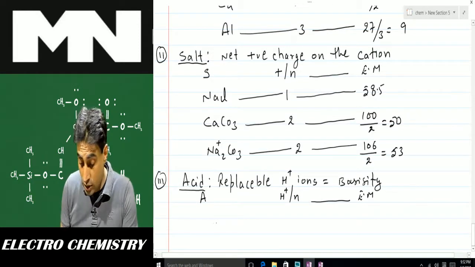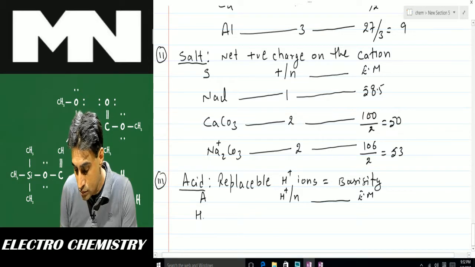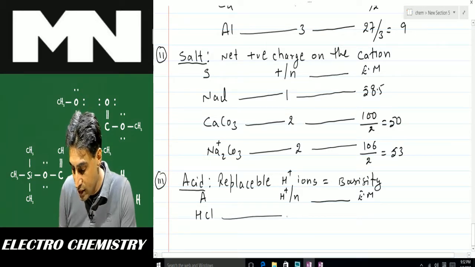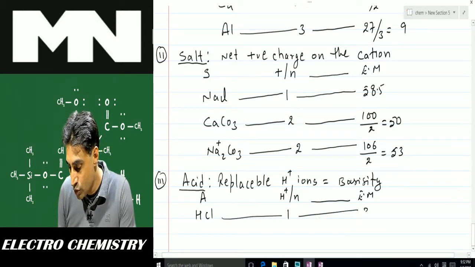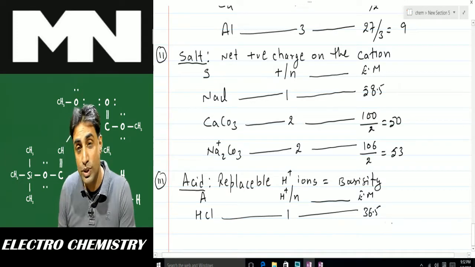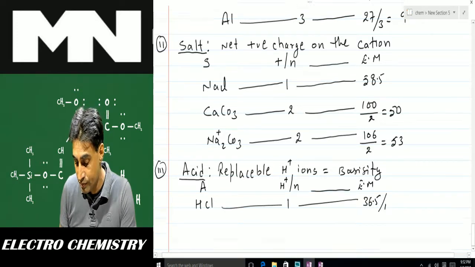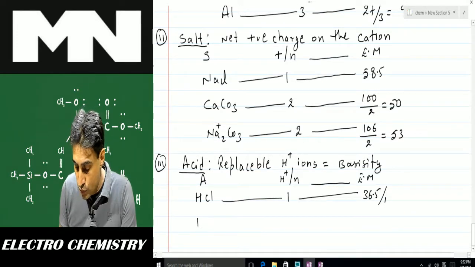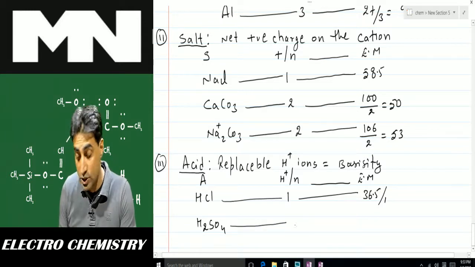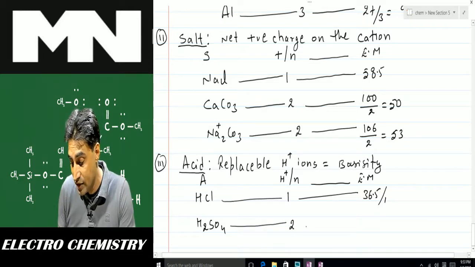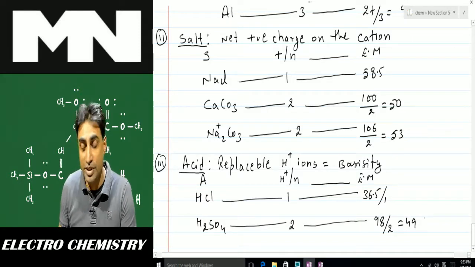Now suppose I'm talking about HCl. HCl can donate 1 H positive ion. Its molar mass is 36.5, so its equivalent mass again is 36.5 by 1, that is 36.5. If I talk about H2SO4, well, H2SO4 can donate 2 H positive ions, so its n factor is 2. Its molar mass is 98, and if you divide it by 2, you will get 49. That's the equivalent mass of H2SO4.